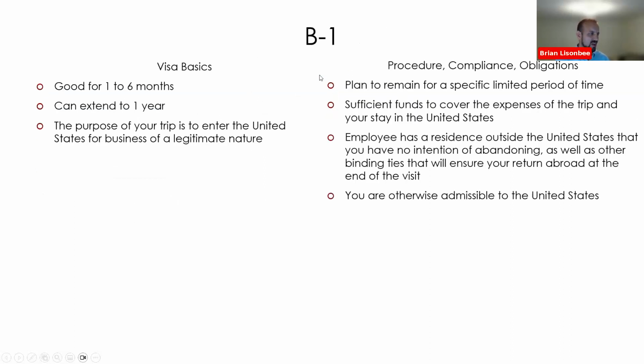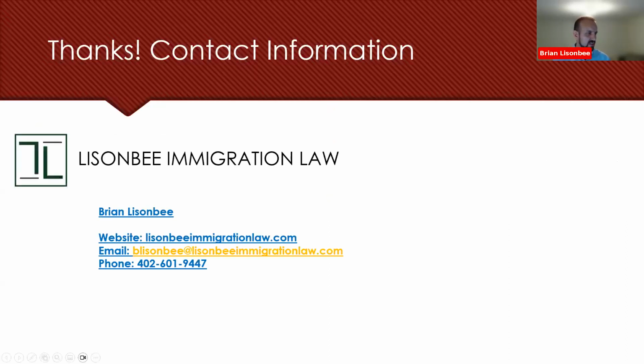B1, we won't talk about this. Maybe we should just skip B1. Most people aren't going to be using it. It's only good for 1 to 6 months. It's basically a visa that allows you to come in and conduct business in the United States, like attend meetings and things. And really, you can't do much more than that on the B1. So it's not super useful, but it's sometimes used in the ag industry.